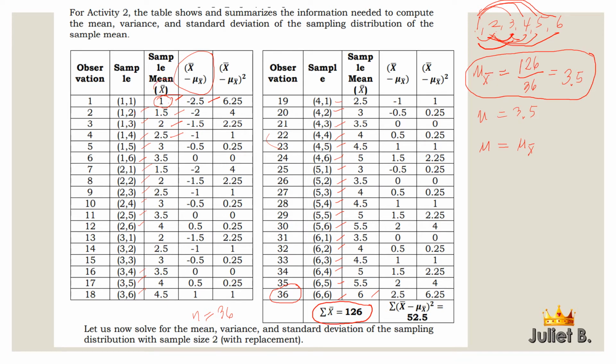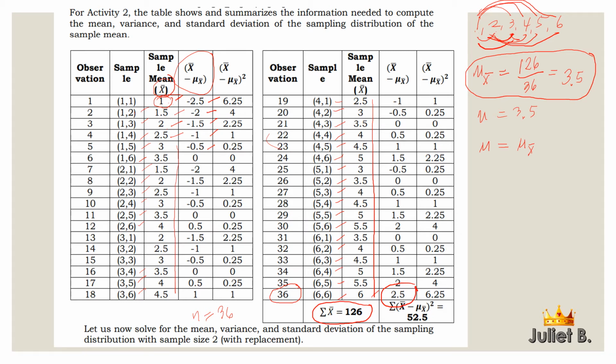Ito na siya. So, 1.5 minus 3.5 ay negative 2. 2 minus 3.5 ay negative 1.5. 2.5 minus 3.5 is negative 1. 3 minus 3.5 ay negative 0.5. So, gano'n ang proseso hanggang dito, hanggang sa 6. 6 minus 3.5 is 2.5.